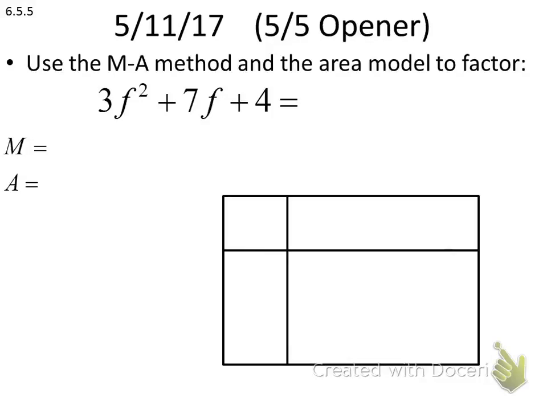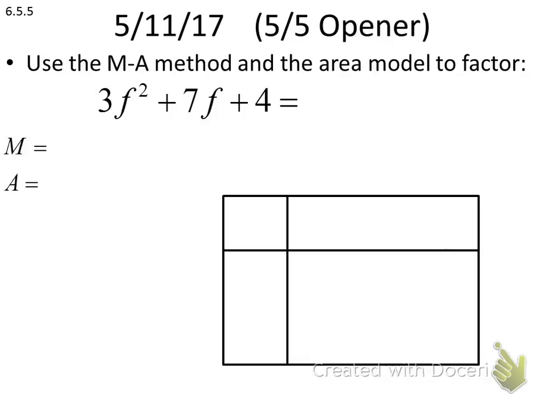Today, we are going to review using the MA method and the area model to factor. This is going to resemble what your quiz is going to look like tomorrow and what your worksheet looks like that you're currently working on. So, if you have your yellow notes out, the first step will tell you to determine the M and the A.